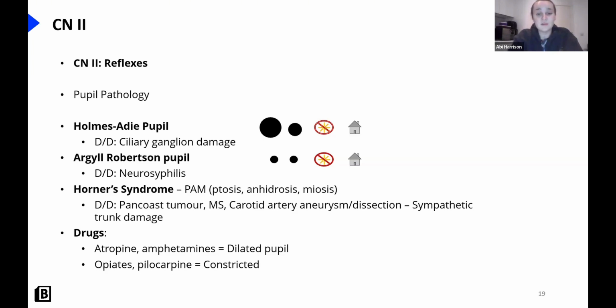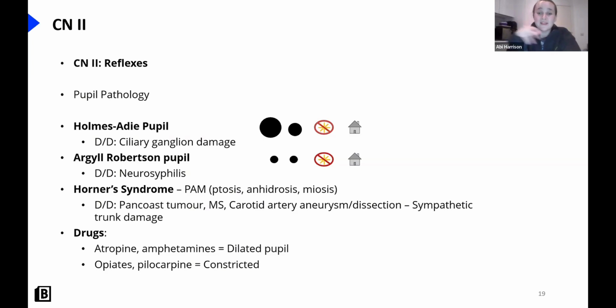The really sort of medical school exam answer is a Pancoast tumour, which is an apical lung tumour, which can compress on that trunk. But some other good differentials are MS, you might get sclerosis of those sort of nerves, and a carotid artery aneurysm or dissection, because where the carotid artery lies, you can get sort of a mass effect and compression of the sympathetic nerves. I thought I'd also put in some drug causes, and I think these are quite nice differentials. So atropine and amphetamines can cause a dilated pupil, and opiates and pilocarpine can cause a constricted pupil.